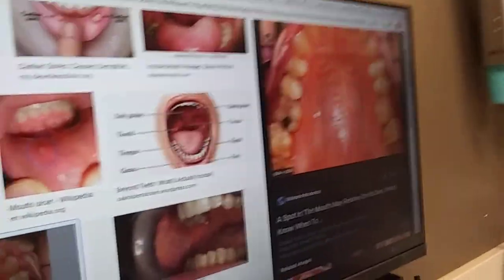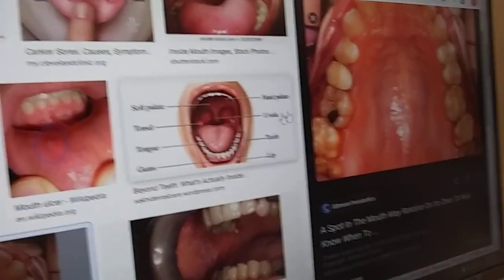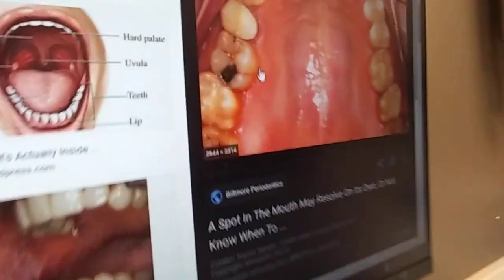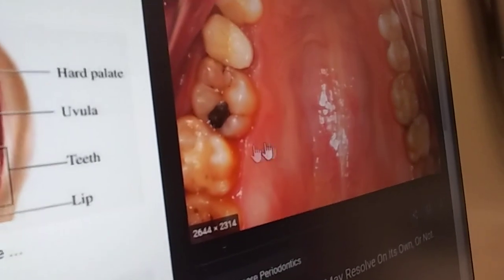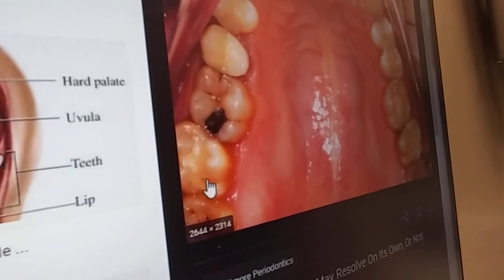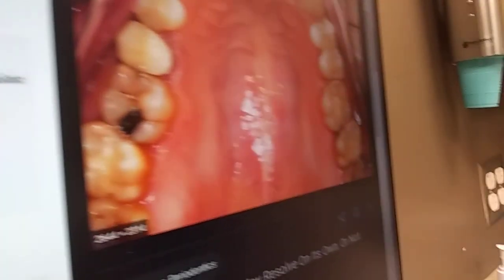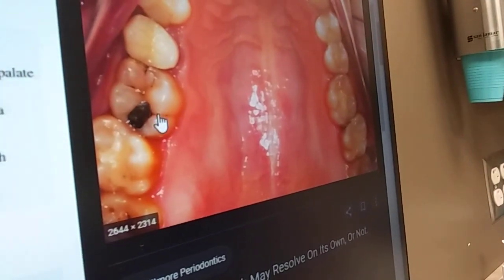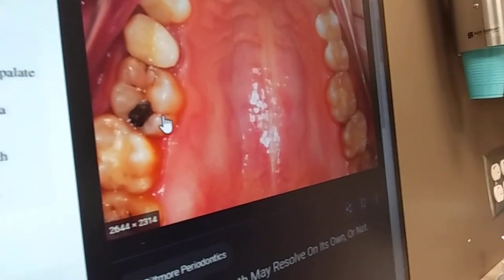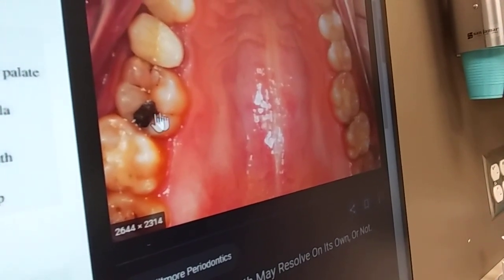So first, I'm going to show you what a mouth looks like and where the common areas to have them are. All right, so this is what it looks like inside our mouth. This is a picture off Google. You see the molars, they have grooves in them. And the definition of a cavity is a groove or a hole. You can even see on a few of these sides, they look like they're getting stains or something getting stuck.